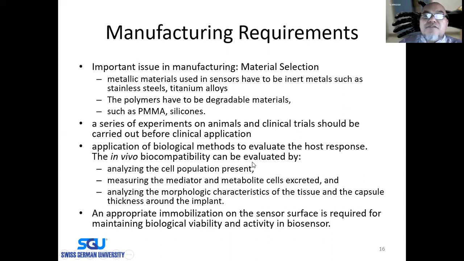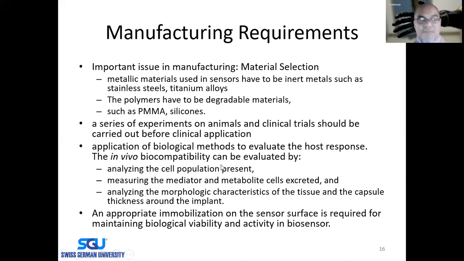Application of biological methods to evaluate the host response. The in vivo biocompatibility can be evaluated by analyzing the cell population present there, measuring the mediator and metabolite cells excreted, and analyzing the morphologic characteristics of the tissue and the capsule thickness around the implant. So this is if we are developing an implantable biomedical sensor. We check the biocompatibility using these three different categories.